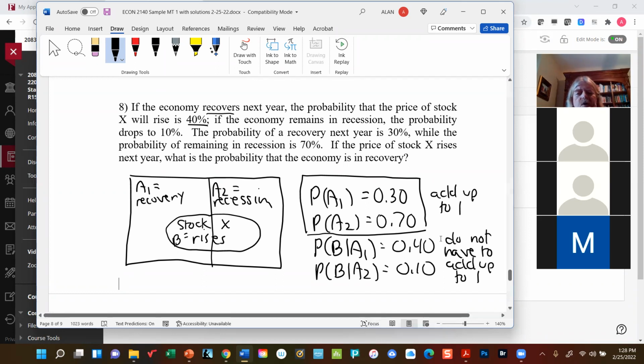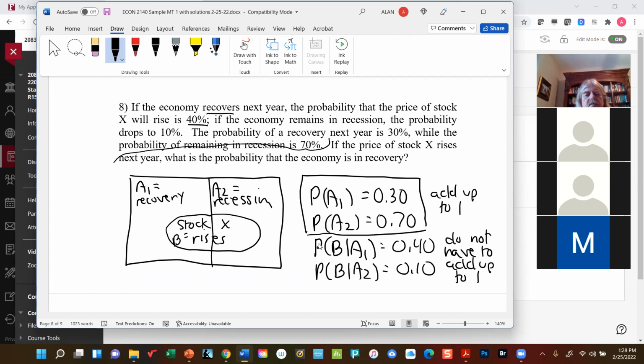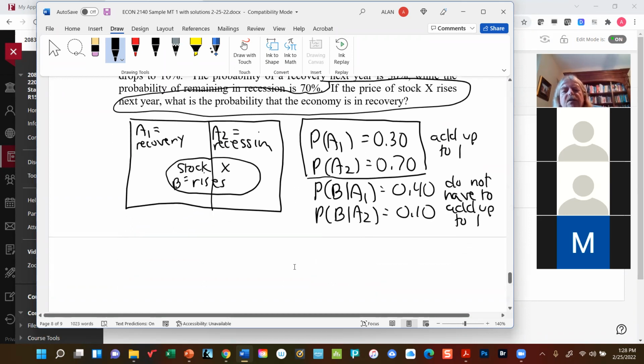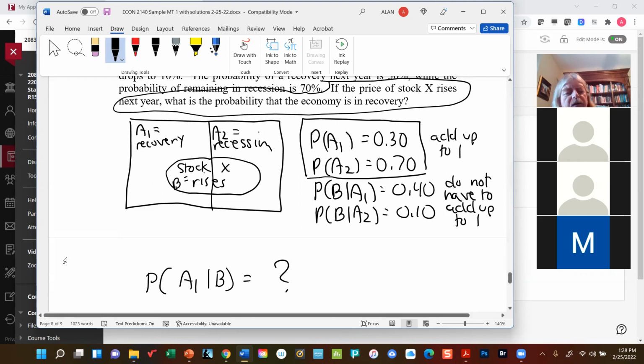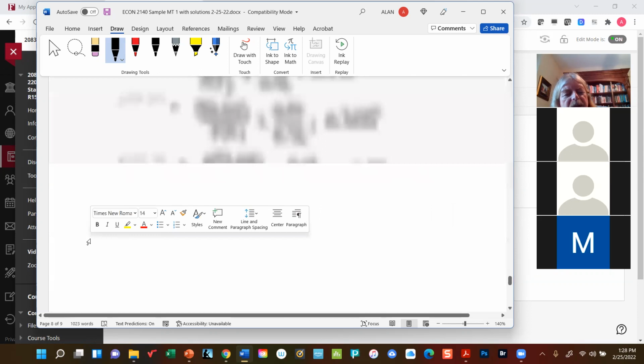Now, what is the actual question though? If the price actually goes up, what is the probability that the economy is in recovery? So this is also a conditional probability, but this time we're being told that the price went up. And with that information in hand, what is the probability of being in a recovery? That's what we're being asked to calculate. Now, this is where we need Bayes' theorem.